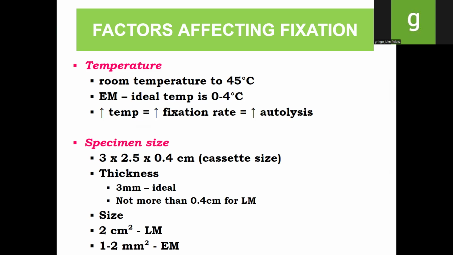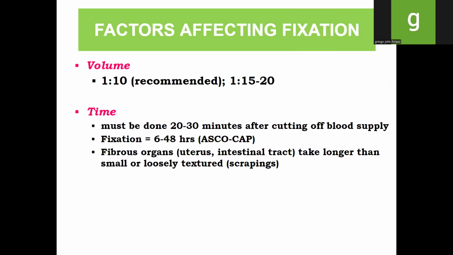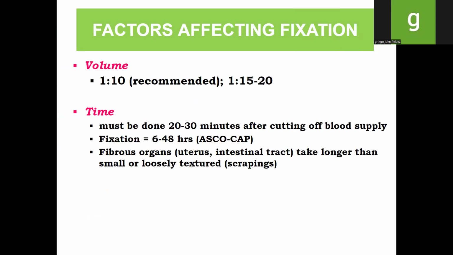The thickness, our ideal is 3 millimeters and it should be not more than 0.4 centimeters for your light microscope. For the size, ideal for light microscope is 2 centimeters squared. For your electron microscope, it should be 1 to 2 millimeters squared. For the volume, what is recommended is a 1:10 ratio of the specimen to the fixative, but 1:15 to 20 is also allowable in other sources.